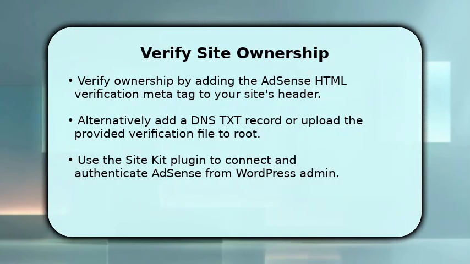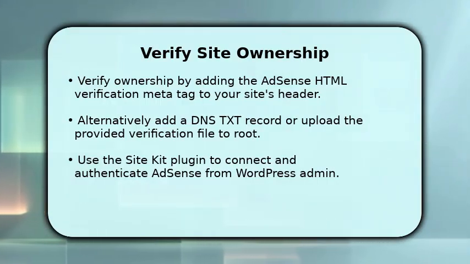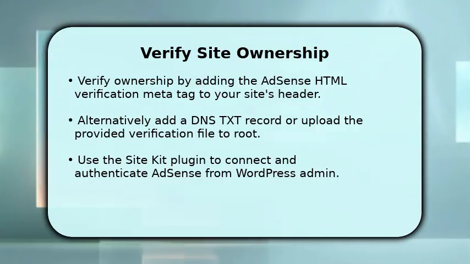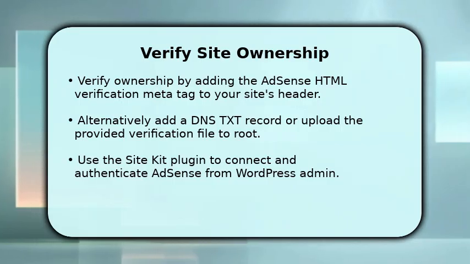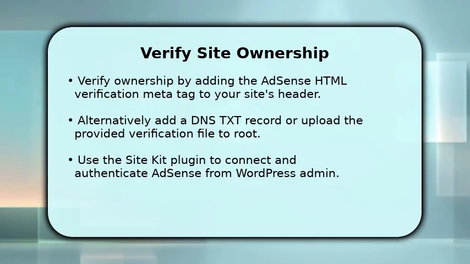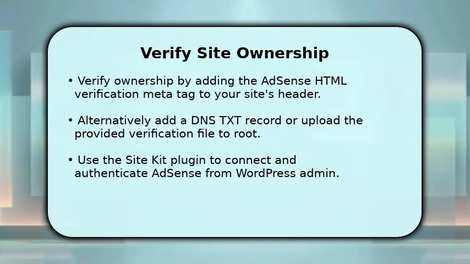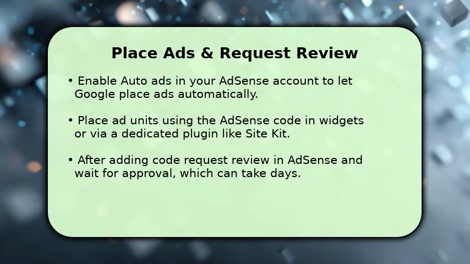Sign in to Adsense, copy the verification code or file Adsense provides, and return to your WordPress dashboard. Verify ownership by adding the Adsense HTML verification meta tag to your theme header or via a header injection plugin, or alternatively add a DNS-TXT record through your domain registrar if you prefer DNS verification. You can also upload the provided verification file to the site root using FTP. For a simpler process, install and activate Google's SiteKit plugin once ownership is verified.